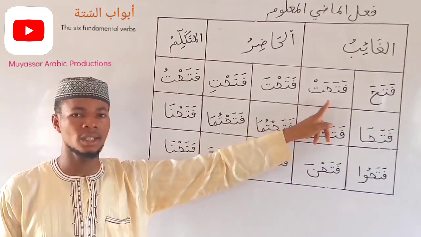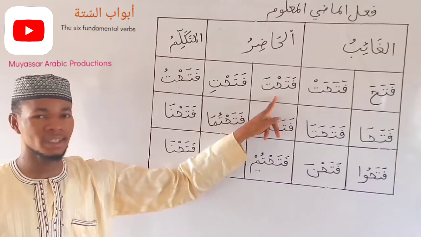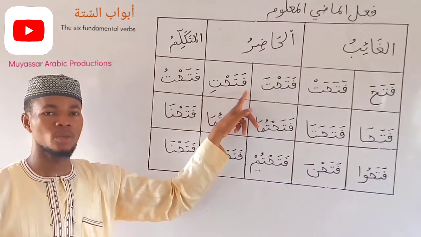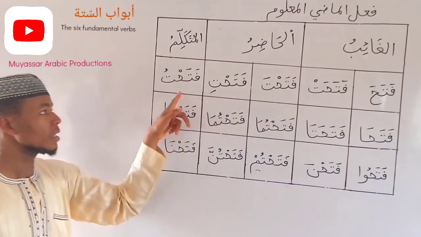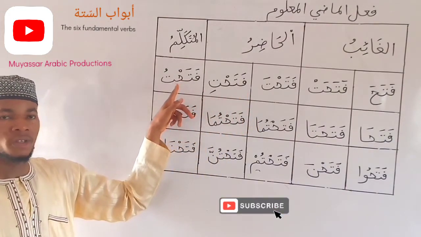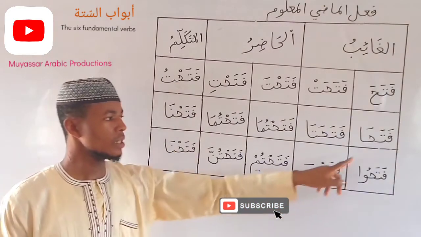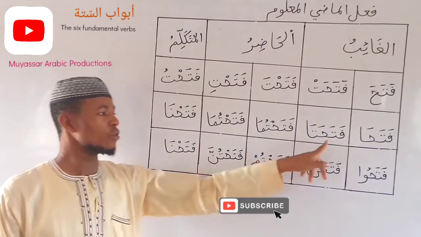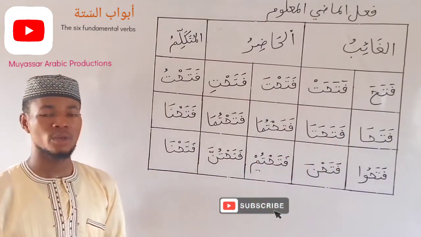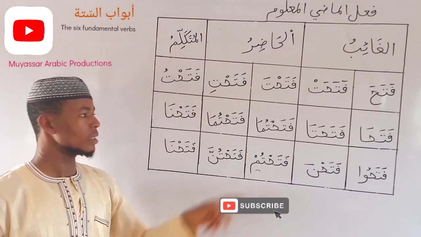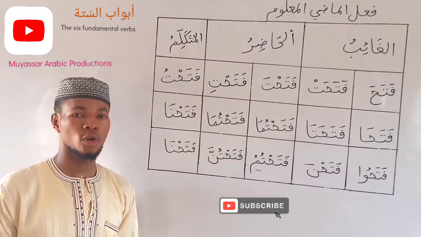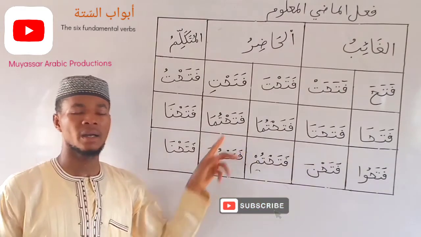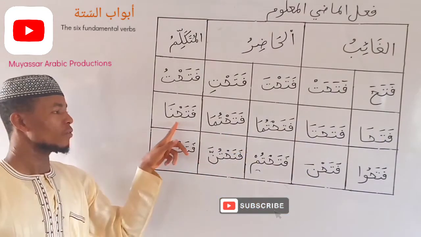Then futihat, she was opened. Futihta, you were opened. Futihti, you were opened. That is feminine gender. Then futihtu, I was opened. Then the next is futiha, meaning both of them were opened. Futihata, both of them were opened. That is feminine gender. Then futihtuma, both of you were opened, masculine gender. Then futihtuma, both of you were opened.